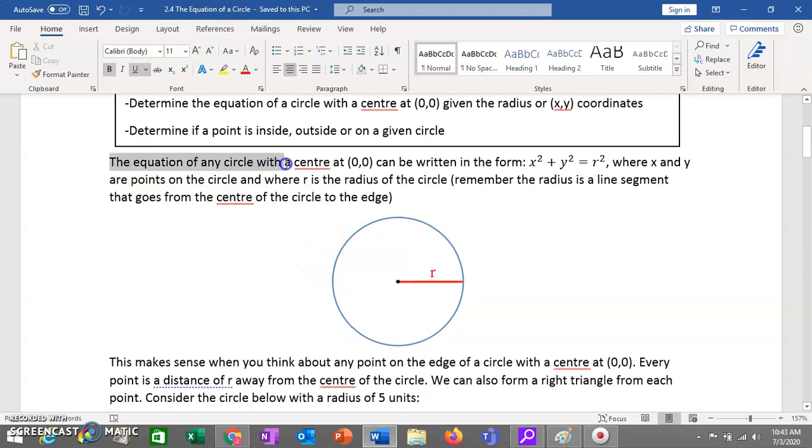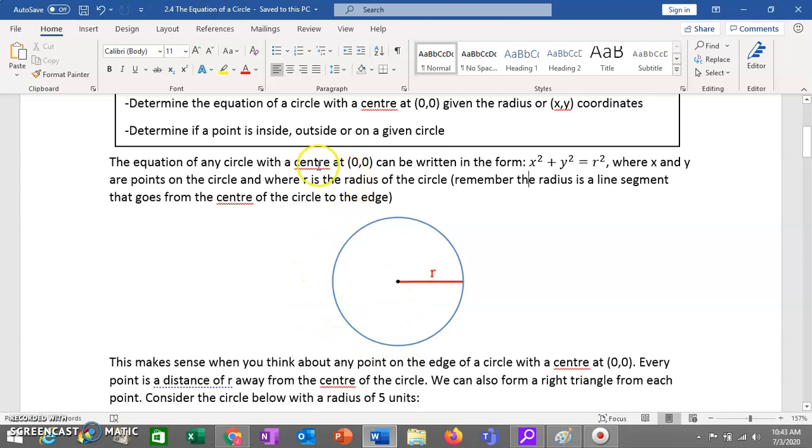Okay, so the equation of any circle with a center at 0, 0 can be written this way: x squared plus y squared equals r squared, where x and y are points on the outside of the circle, so somewhere along the circumference. Remember, circumference means like the perimeter or outside of the circle. And r is the radius of the circle. The radius is the distance from the center to any edge of the circle. That's what defines a circle, right? The fact that any point here can be connected to the middle and the distance is the same. That's what a circle is.